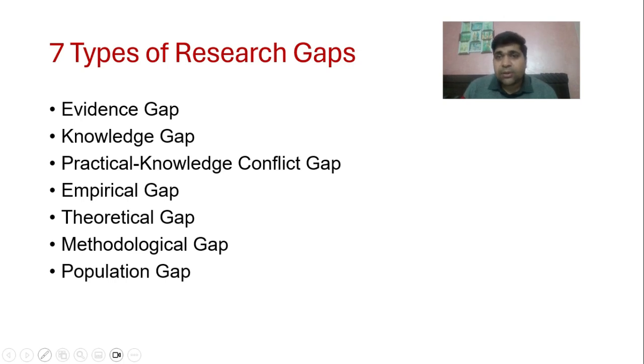Empirical gap: some knowledge is there, some findings are there, but they are not empirically supported. They are not supported with the data that has been collected from the direct experience of the prospects or respondents. Then you conduct a study. Theoretical gap: there are some linkages between two theories, or two variables of one theory, that are not established. So you can conduct a study. Methodological gap and population gap. I'm not explaining again in detail, to keep this video short and more useful for all of you. Coming directly to certain examples.